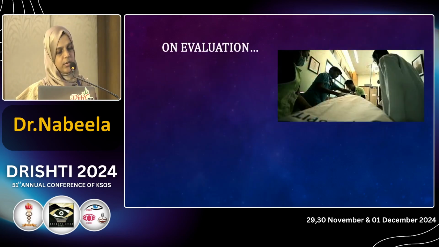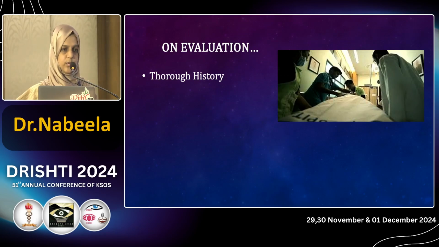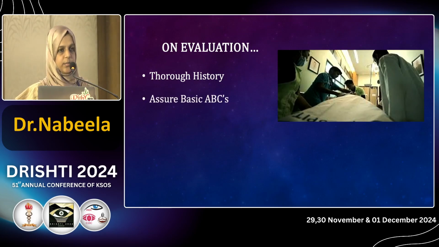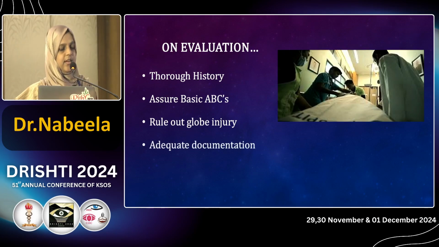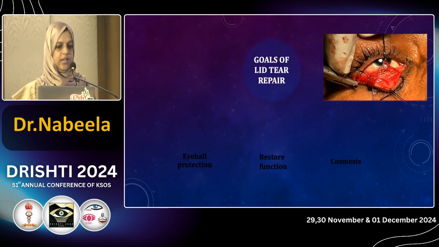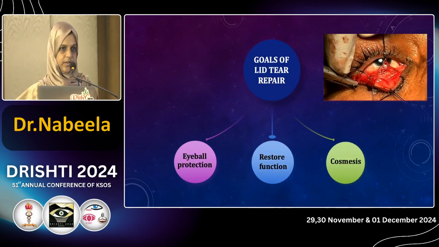On evaluation of a lid injury, take a thorough history because the mechanism of injury can give a clue to the depth of the wound, and assure the basic airway, breathing and circulation of the patient. Rule out underlying globe injury and get adequate documentation, preferably photographic. The goals of lid tear repair include eyeball protection, restoring anatomic and physiologic function, and cosmesis.